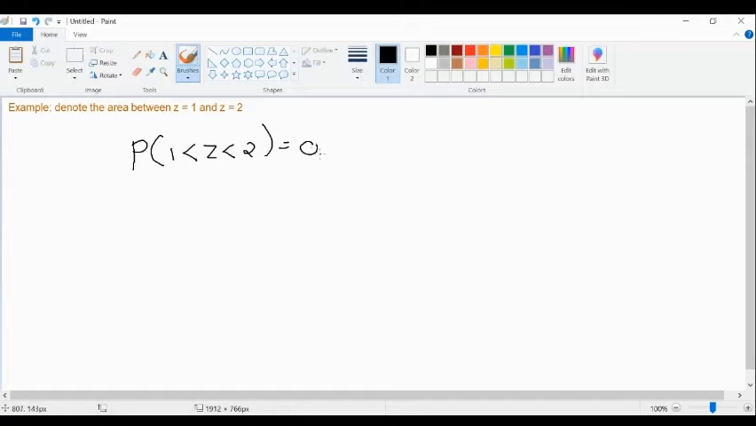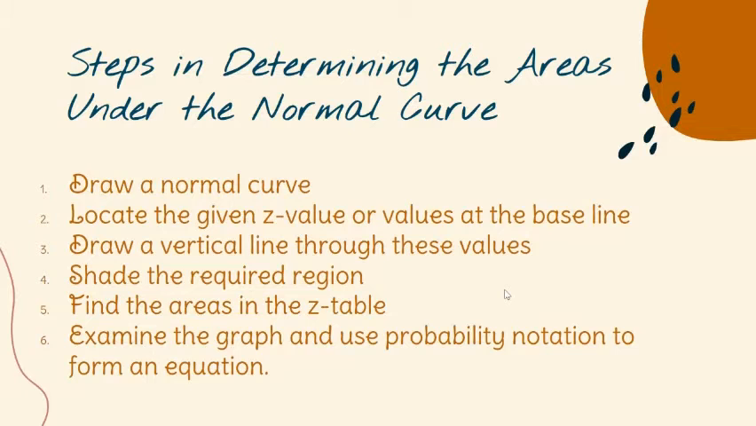That is equal to 0.1359, which we can also read as the probability that the Z score falls between Z equal to 1 and Z equal to 2 is 0.1359. These are the steps in determining the areas under the normal curve.